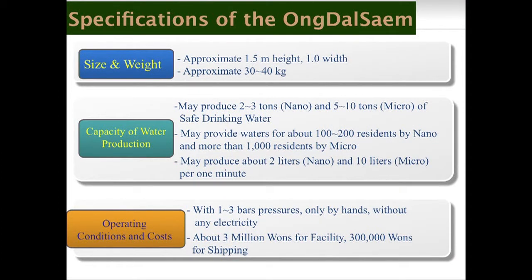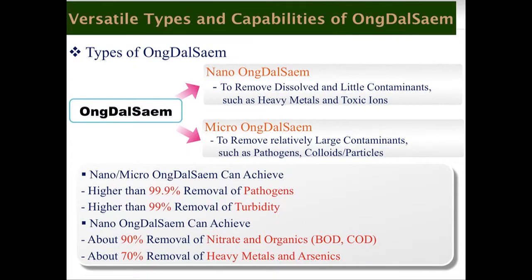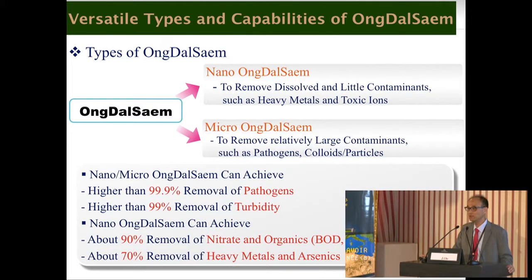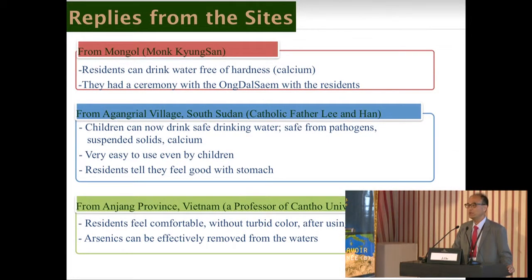So there are 2 different types of Ongdal Siem. Nano removes mostly heavy metals, nitrate, and organic contamination, sometimes arsenic. Microfiltration Ongdal Siem, which we name micro Ongdal Siem, is designed to remove mostly pathogens and turbidity. We have been getting feedback from the sites. When they are satisfied, they send a letter. If they have a modification request, they also send a letter for us to modify our system depending on the situation.